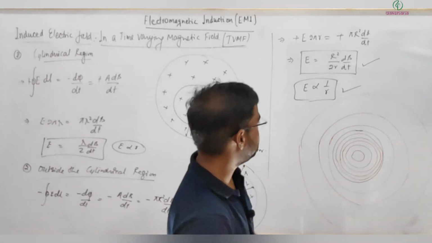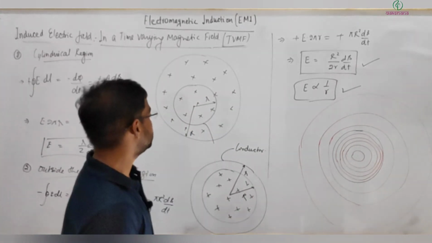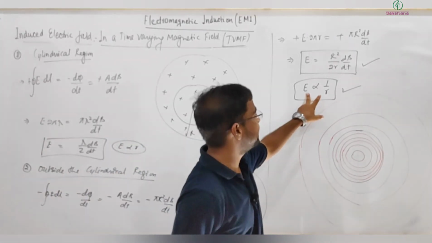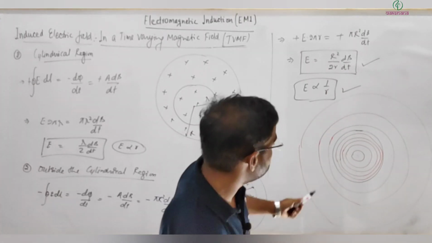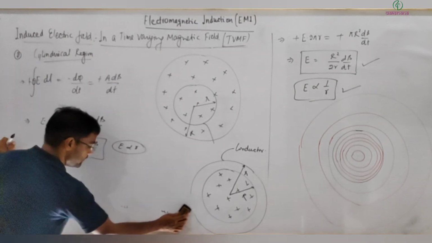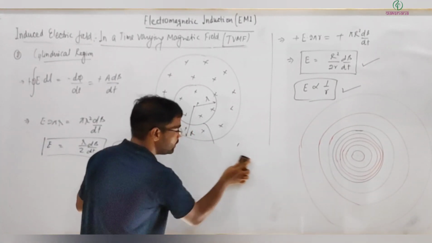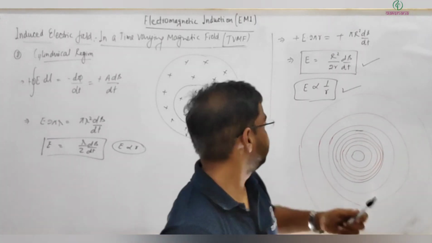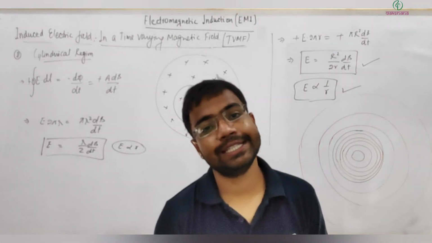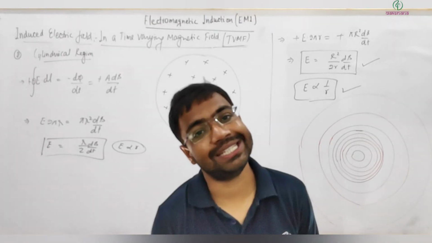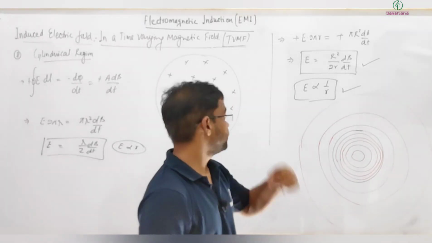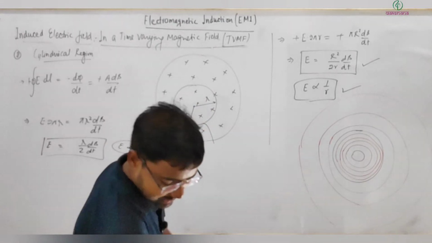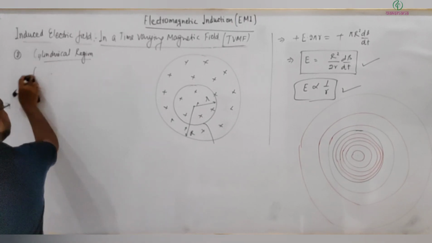Another point, the direction of electric field. I hope the electric field lines are clear up to here, meaning where the strength is higher, the field lines will be closer. Now let me tell you about the direction of the electric field. I hope you can already get the direction of current. How do we get it? I told you: whether the field through this region is increasing or decreasing, then by Lenz law the induced current will flow in such a way that it opposes the cause, meaning the changing flux which is creating that current. So let me explain the direction of electric field for this case.